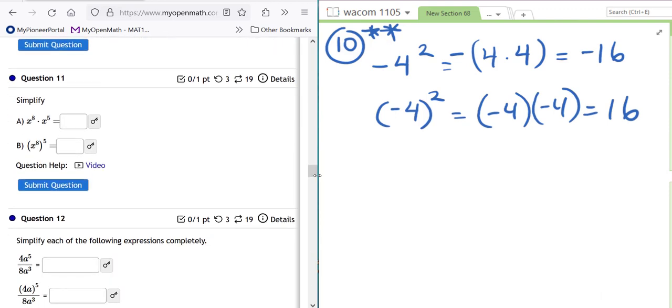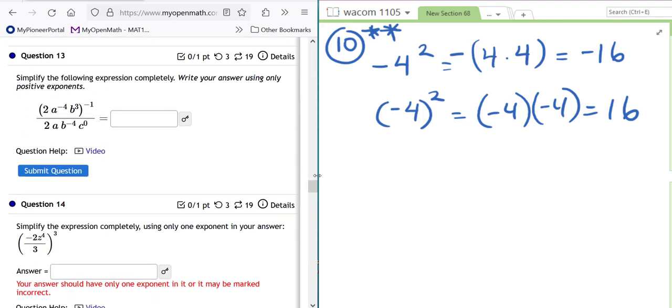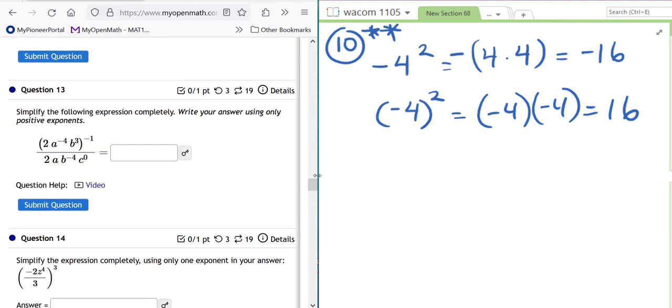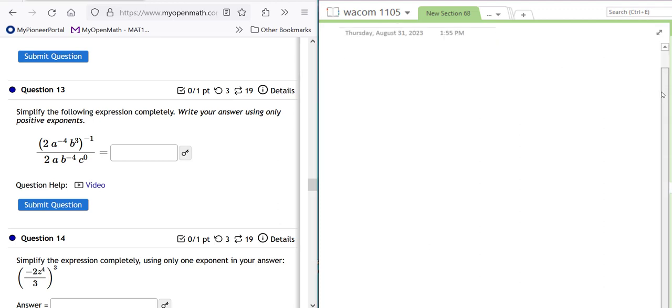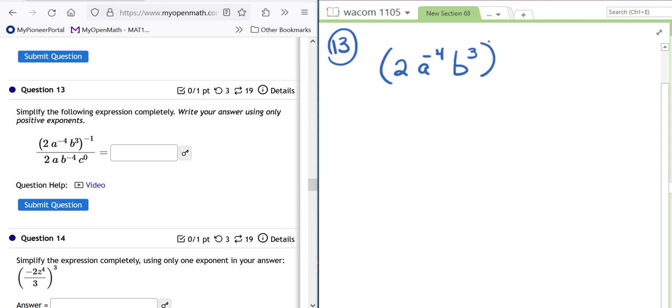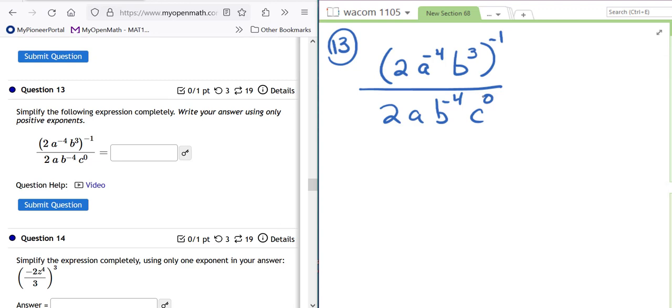All right, then I skip to 13. This one is just a little more complicated than some. So we have 2a to the negative 4b cubed. All of this is to the negative 1. And 2ab to the negative 4c to the 0. We need to deal with that parentheses first.